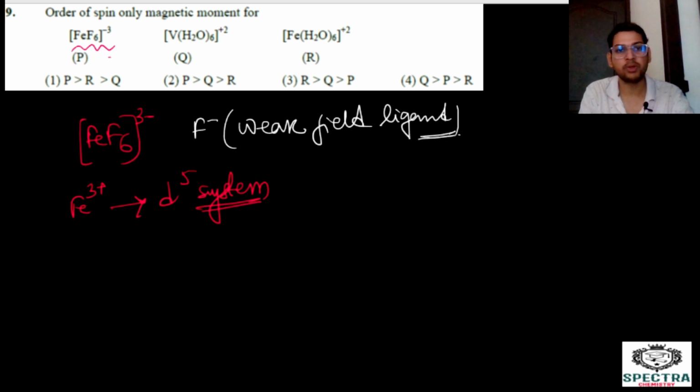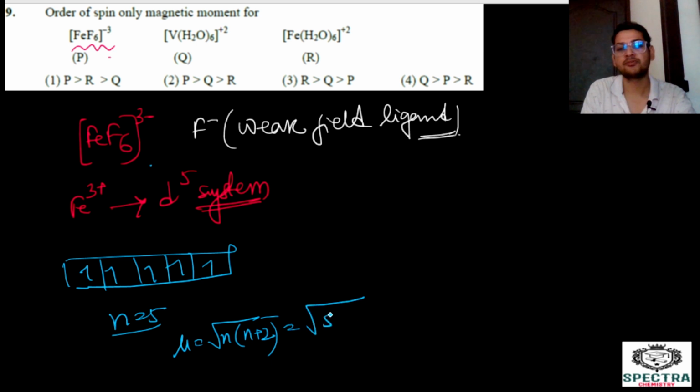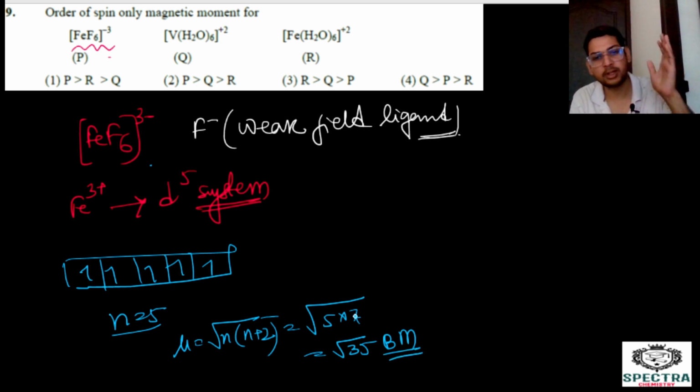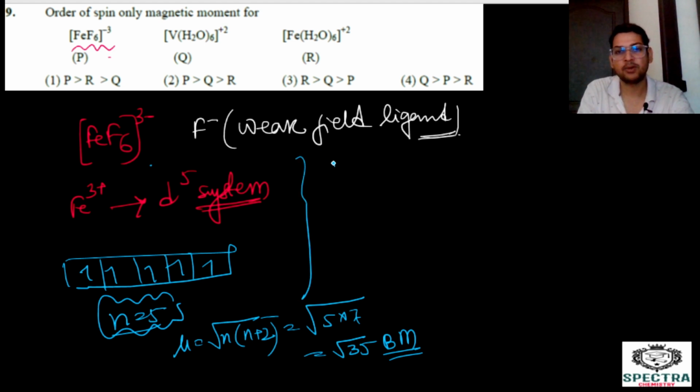Okay, sir. If weak field ligand, that means no pairing will take place. You are having 5 unpaired electrons, n equal to 5, and your mu value will be root over n into n plus 2, that means root over 5 into 7, that means root over 35 Bohr magneton. You don't need to calculate all of this, just this n equal to 5 is needed. Okay, sir, by the similar way please solve V(H2O)6 2 plus, no problem.